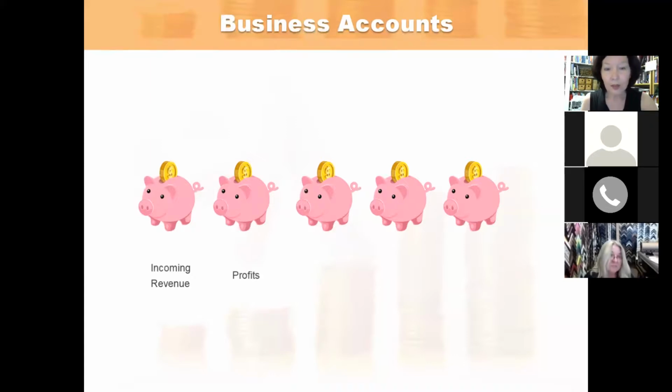The next one is going to be for profits. And so you're going to have money that goes from your incoming revenue account into your profits. That'll be a savings account.